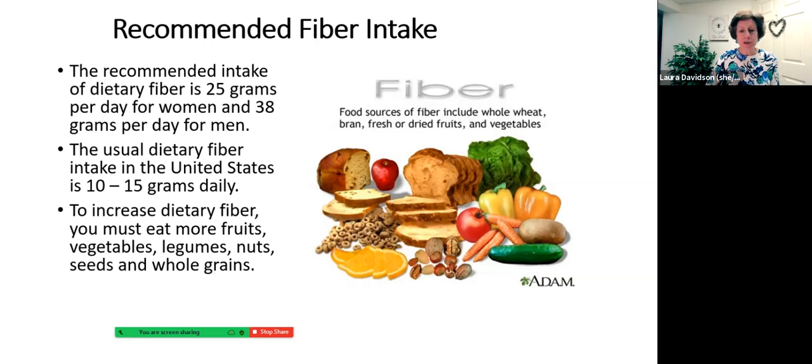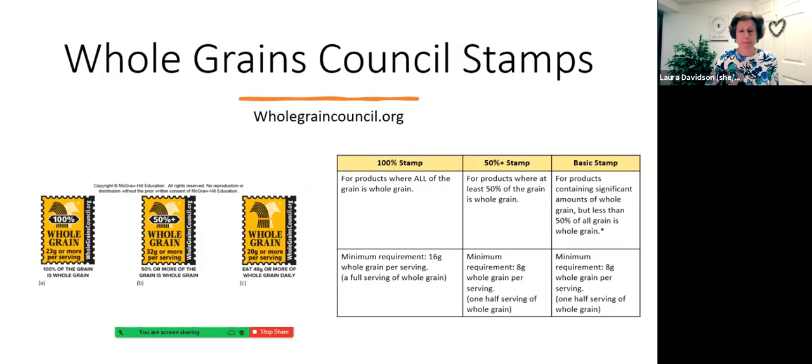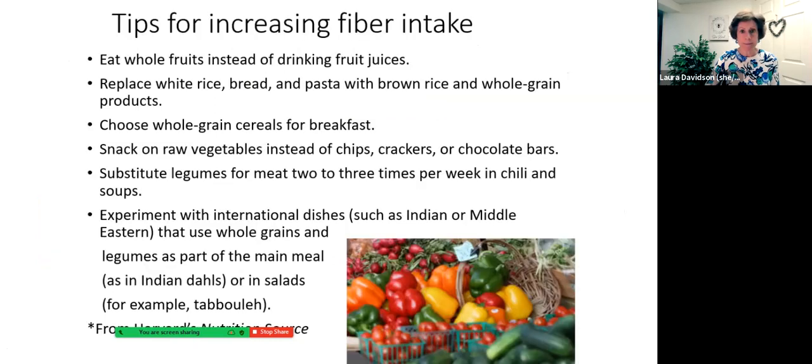I would make mention of the fact that dietary fiber is found in more than whole grains. Remember, fruits, vegetables, legumes, nuts, and seeds as well. In terms of whole grains, these stamps do help. The best, of course, would be to look for grain products that have the 100% stamp, because then you know that all of the grain is whole grain.